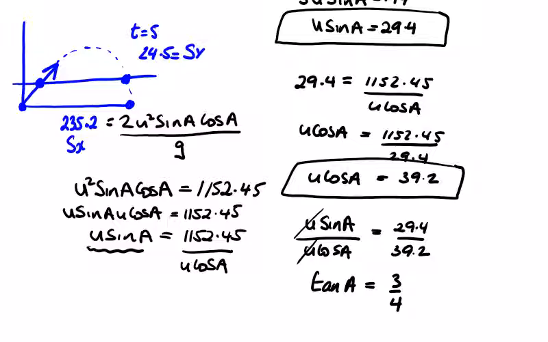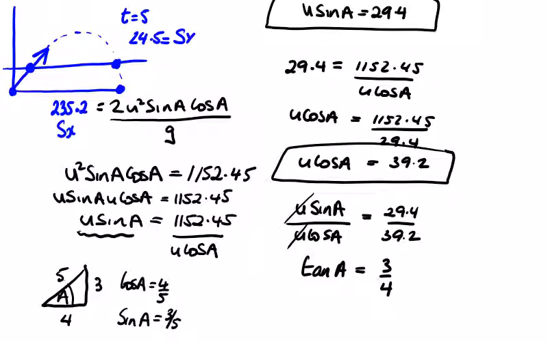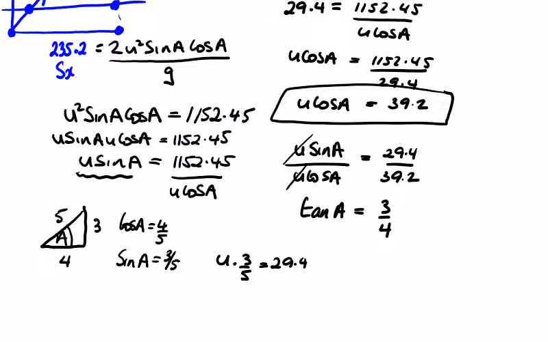So what we're looking for is u here, aren't we? We can then say what sine a and cos a are. Just don't make a mistake at this point: tan a is opposite over adjacent. So cos a is 4 over 5 and sine a is 3 over 5. We want u sine a is 29.4, so u times 3 over 5 is equal to 29.4. So u is equal to 5 times 29.4 divided by 3, which gives an answer of exactly 49 meters per second.